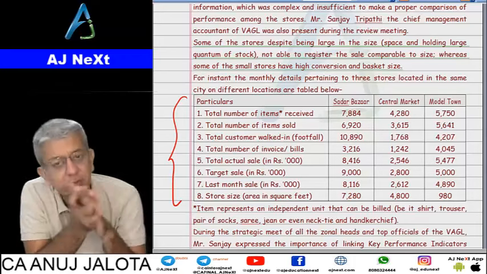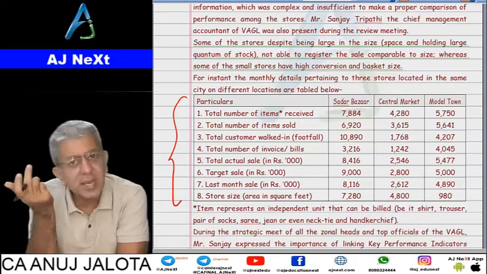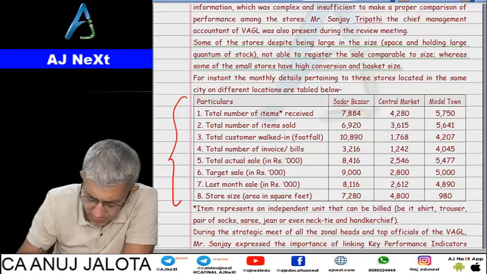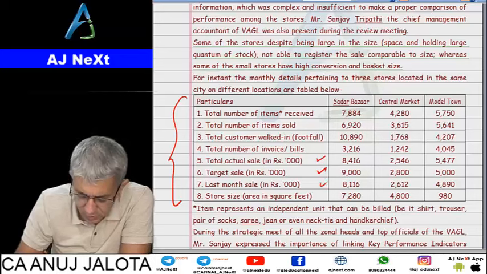Okay, assuming that you have thought, now see, a few things I can directly see, I think, from point number 5, point number 6, point number 7.